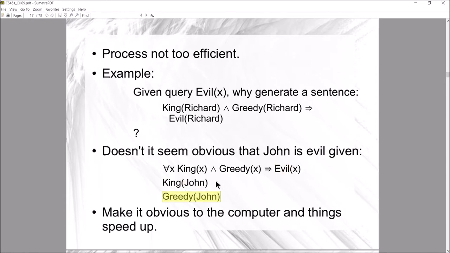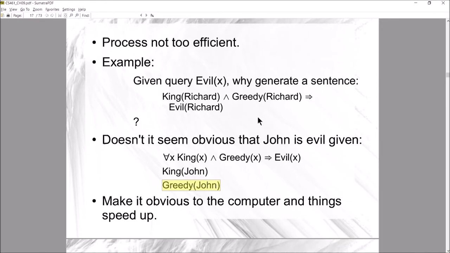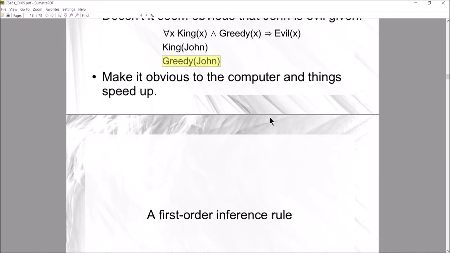So as humans, we can look at that by inspection and go, yeah, John's evil, because he's also greedy and he's a king, which is what makes him evil. That's obvious. We can pick it out. If we could do something similar for a computer, then we can speed things up quite a bit, because we don't have to use propositionalization as we covered in section 9.1. That's what we're going to talk about.